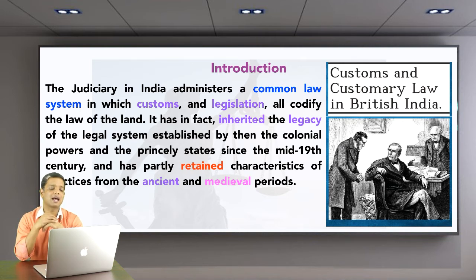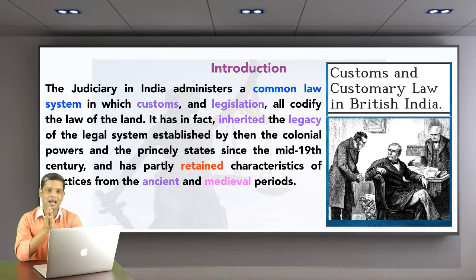What does it mean? The first point in this paragraph was that India has a common law system. That is, our law is not essentially codified, but rather it is developed over the case laws. Secondly, it is saying that we have a mixed legal system, that is with the customs and the legislation. So we have both flavors.